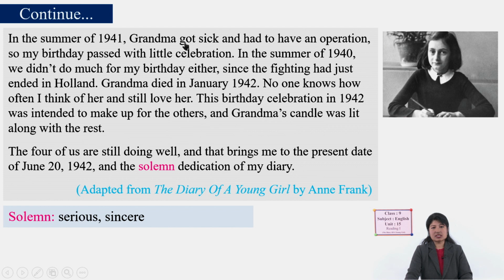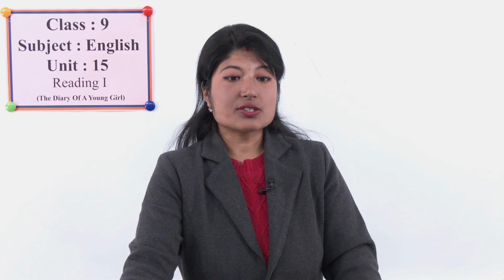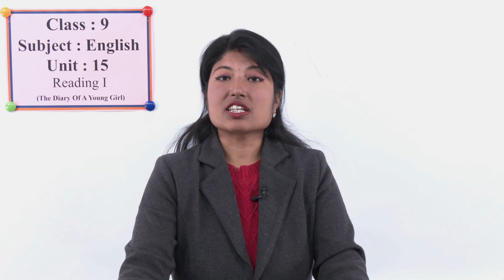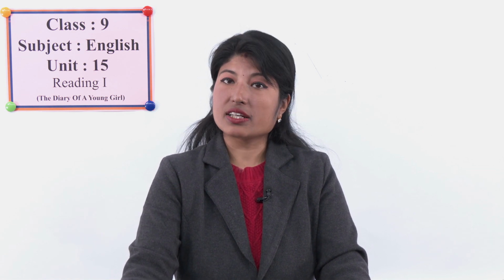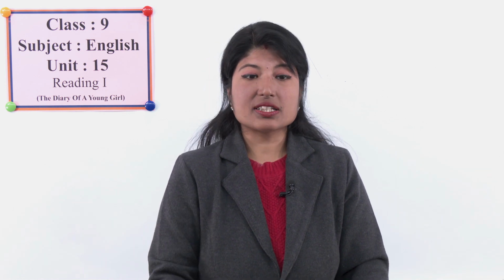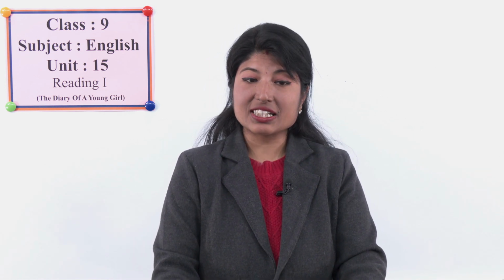Okay, so these are the events of the life of Anne Frank. This is adapted from The Diary of a Young Girl by Anne Frank. So this is only a part of it, not the whole. And this chapter gives us the view that she had a really complicated life. Okay, with this we have completed our reading task.